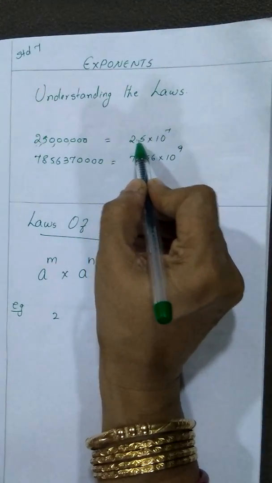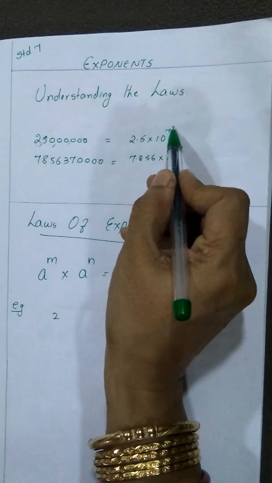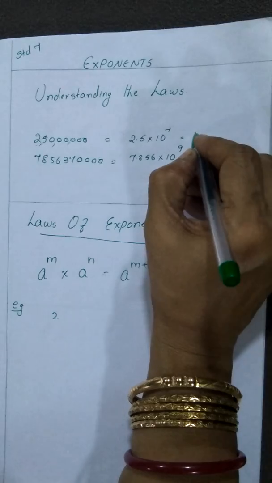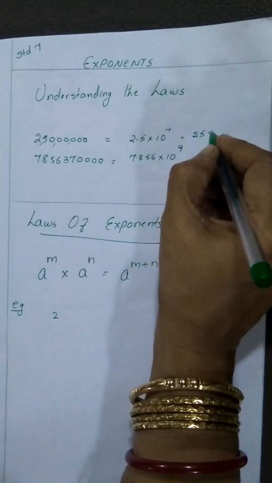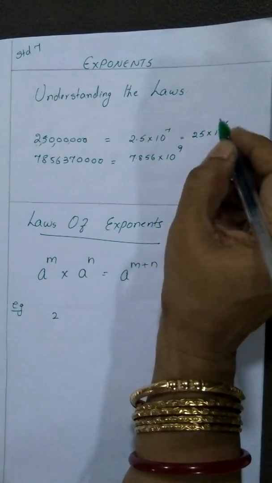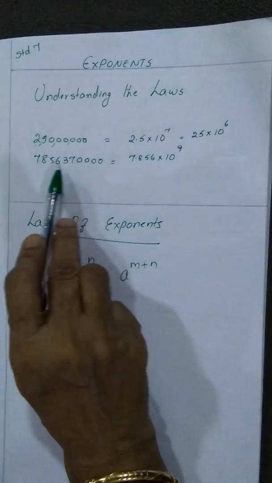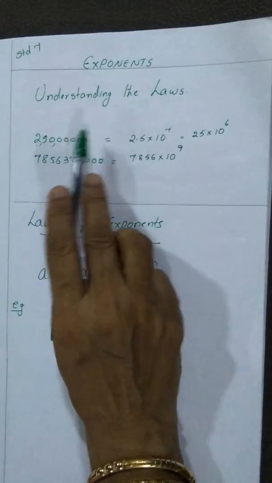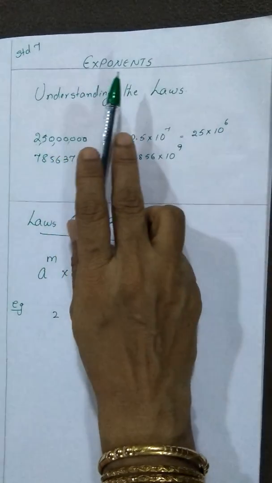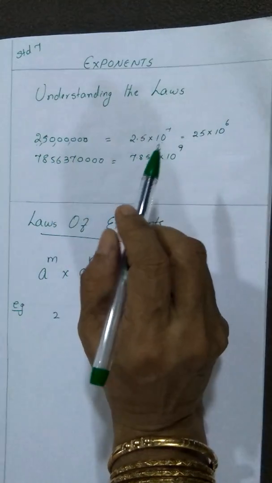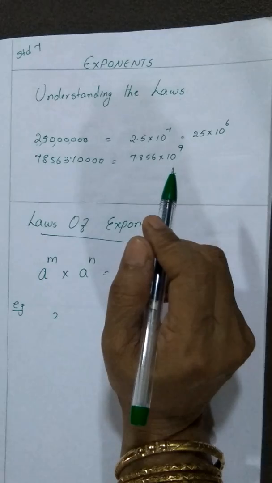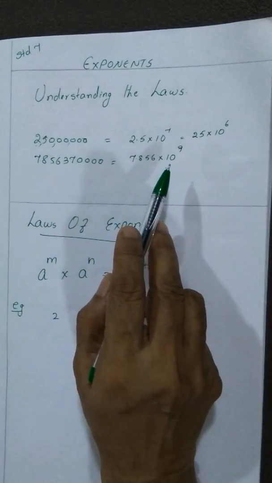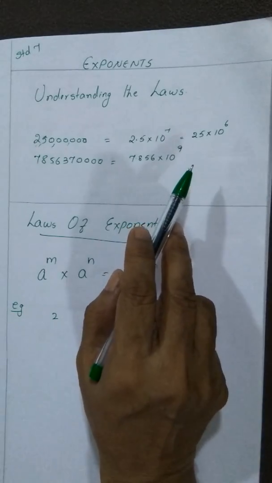So we can write this as 2.5 into 10 to the power of 7. Here you can also write this as 25 into 10 to the power of 6, and like that. Here also you can similarly write it in a shorter form. So this is the main usage of exponents: to express these large numbers in a form which can be read, written, and compared easily, we use the exponent form.